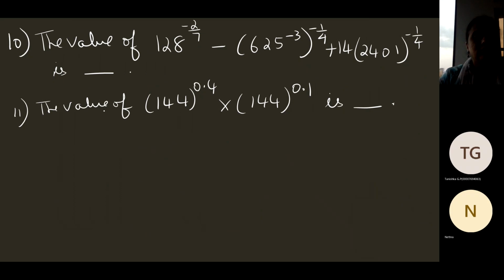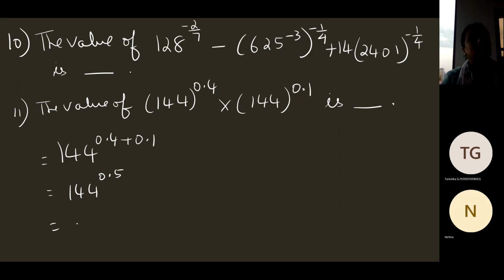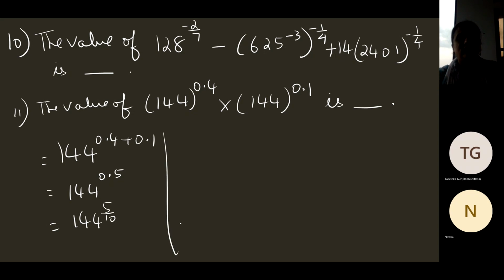The 11th one. The bases are the same and it's multiplication, so we'll have to add the powers, right? So it will be 144 to the power 0.4 plus 0.1, correct? First step, add the powers. Second step, 144 to the power 0.5, correct? Now, Arjun, what is 0.5 as a fraction? Quick. 5 by 10. That simplifies to 1 by 2. So 144 to the power 5 by 10, that is 144 to the power 1 by 2.